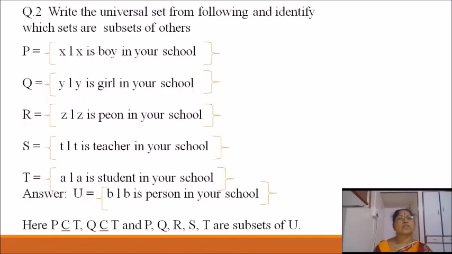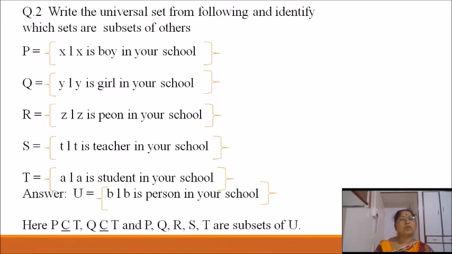Now, next question. Write the universal set from the following and identify which sets are subsets of others. Now, P is the set of all x such that x is a boy in your school. Q is the set of all y such that y is a girl in your school. R is the set of all z such that z is a peon in your school. S is the set of all t such that t is a teacher in your school. And T is the set of all a such that a is a student in your school.